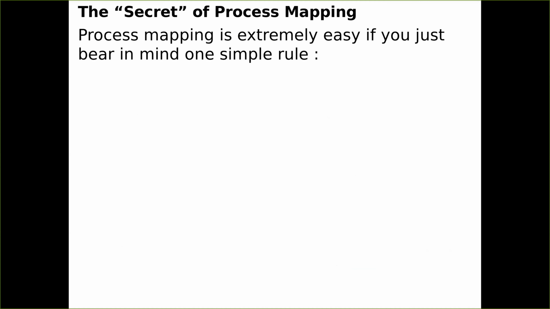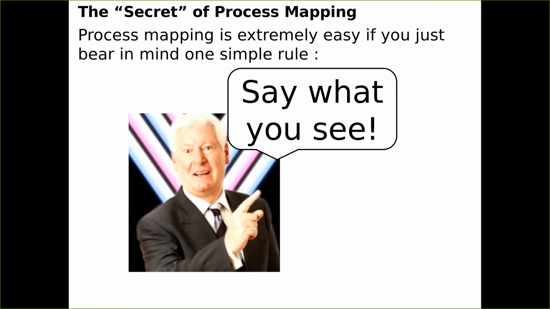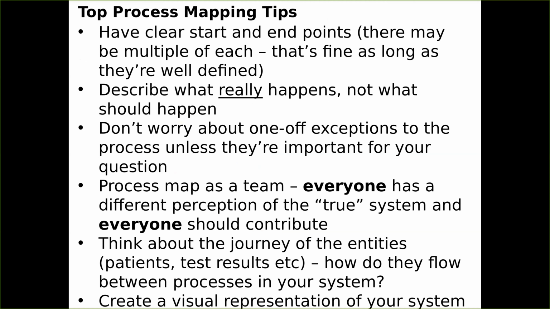Now, process mapping is actually really easy if you just bear in mind one simple rule, and I'm going to turn to my good old friend, Roy Walker. Say what you see. It's as simple as that. Just describe what's happening in your system. That's what you're trying to capture. You want to get it on paper, or in digital form in your process map on your computer, or put up some post-it notes, get down what is happening in the real world, describe it, and get it down in illustrated form.